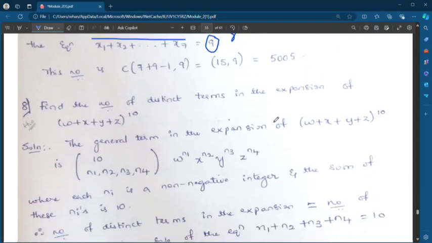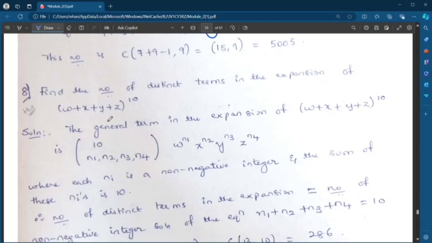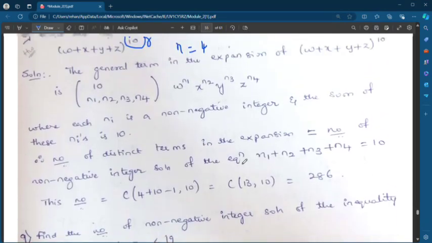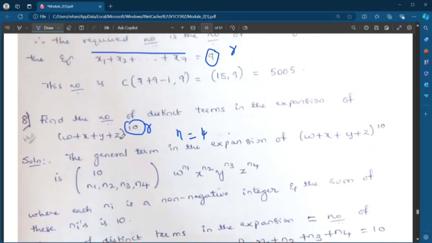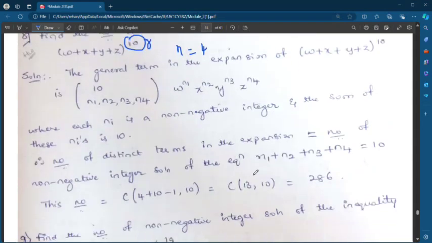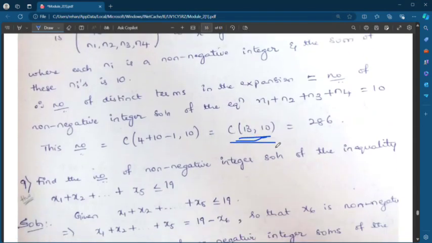Find the number of distinct terms in the expansion of w plus x plus y plus z. I guess at the end this will be my R and my N will be 4. 4 plus 10 minus 1, that is 14. Okay, sorry, 4 plus 10 minus 1, 9. So 4 plus 9, 13 comma 10. I said right, correct, right?